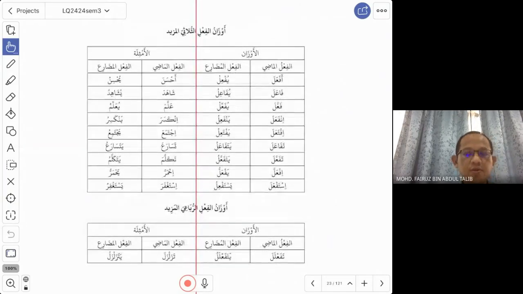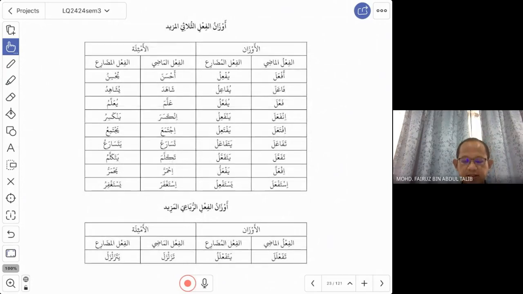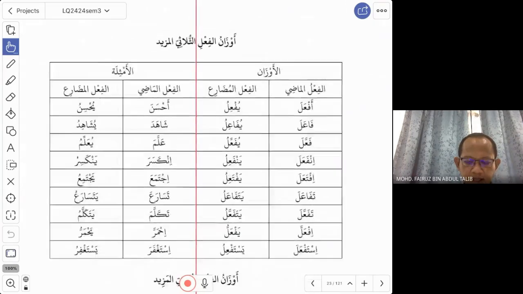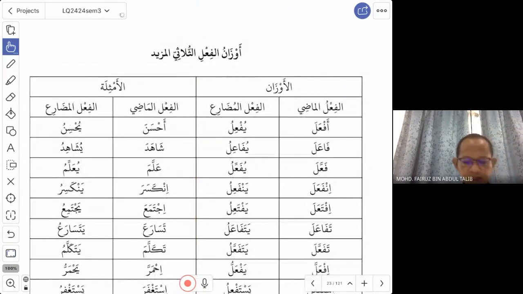So next week we can straight away do the exercises, because we have learned all of this wazan, and you will know what is the additional letter, what is the wazan, what is the mazid, what is mujarrad, and so on. Okay, now we go to al-awzan al-fi'li sulasi al-mazid. Awzan, the wazan for the fi'li sulasi mazid. Again, sulasi, 3-letter fi'il, but with additional letters. Mazid, so we call it mazid, 3 additional letters.